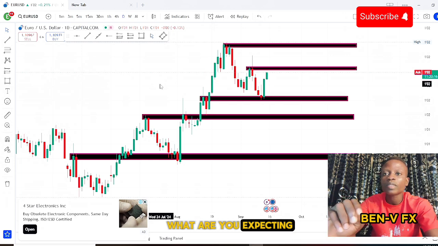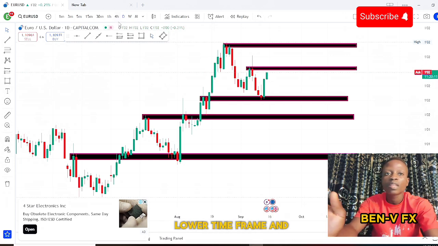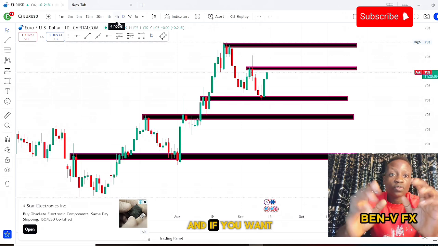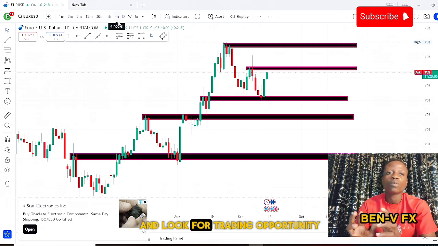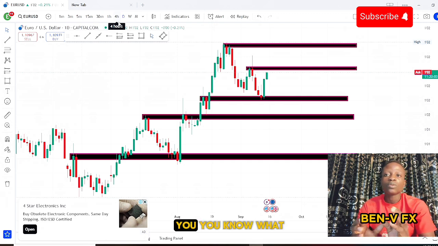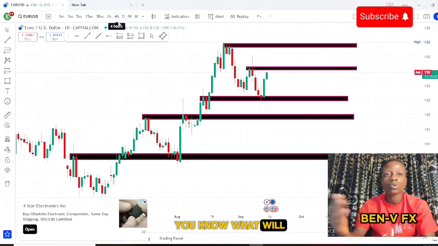So what are you expecting? Anytime the market reaches that support level, you switch to your lower time frame and look for a trading opportunity if you want to trade that particular level. You know what you look for to buy, and you know what will happen before you buy, and you know what will happen before you sell.